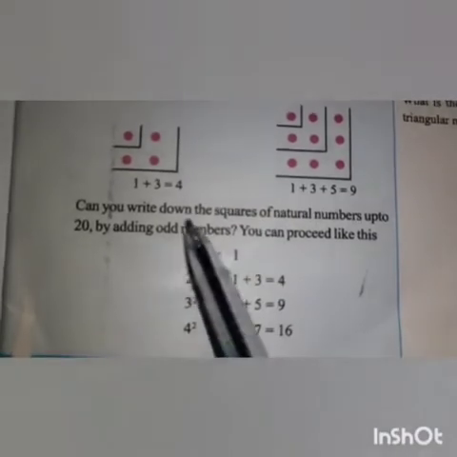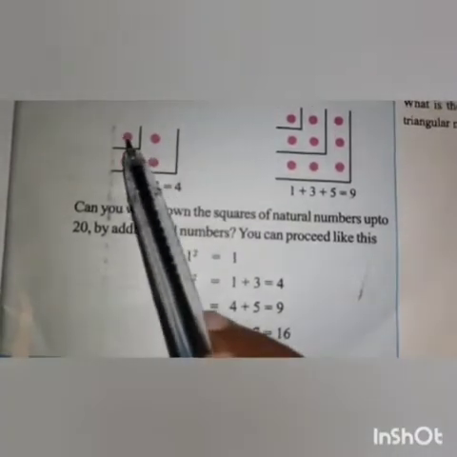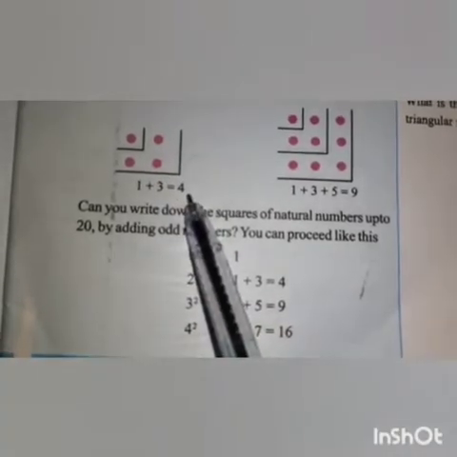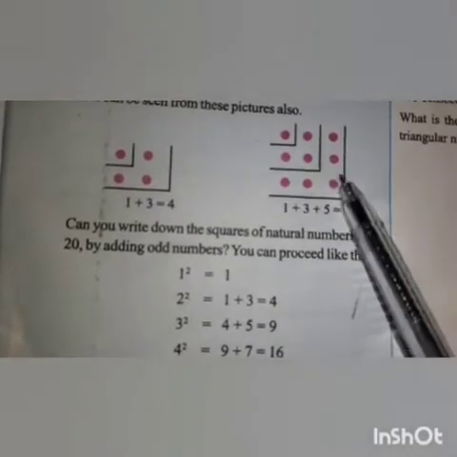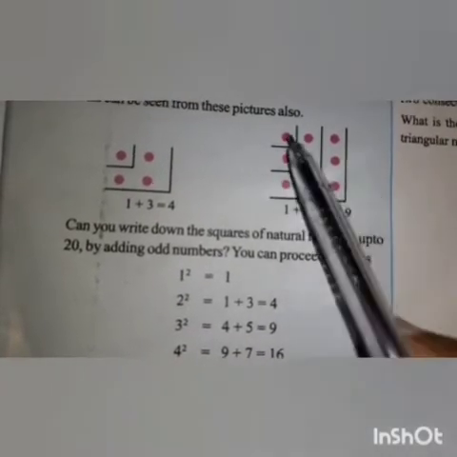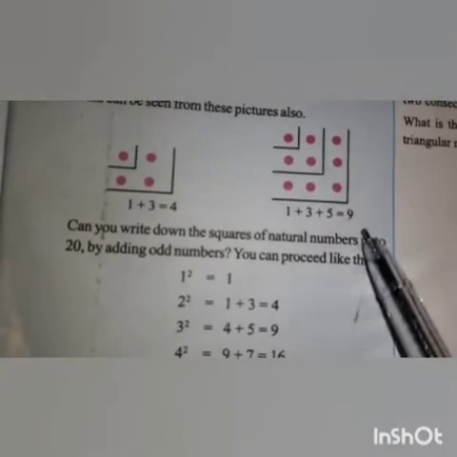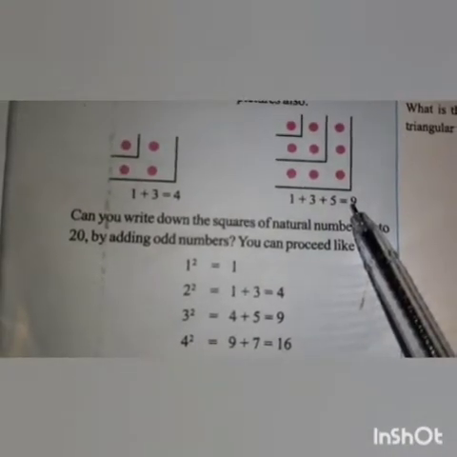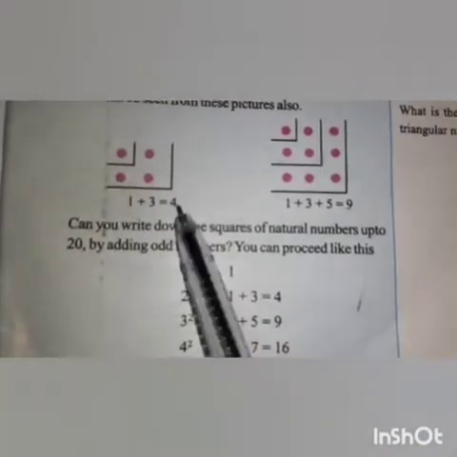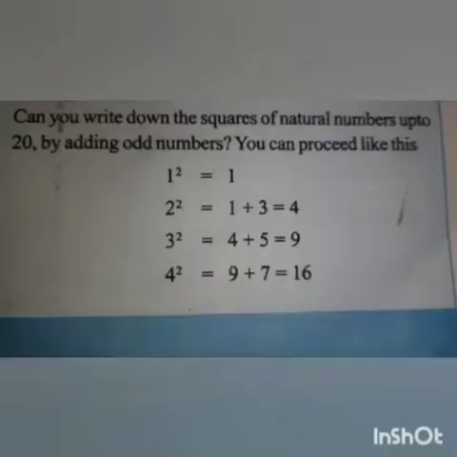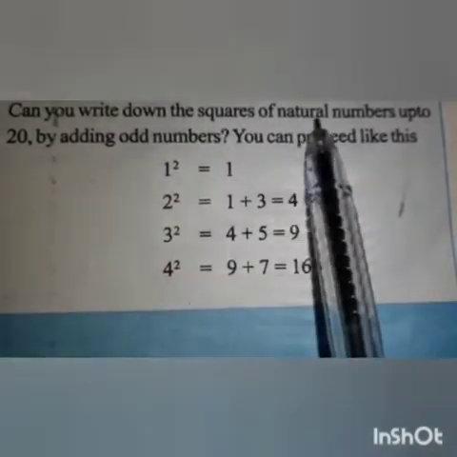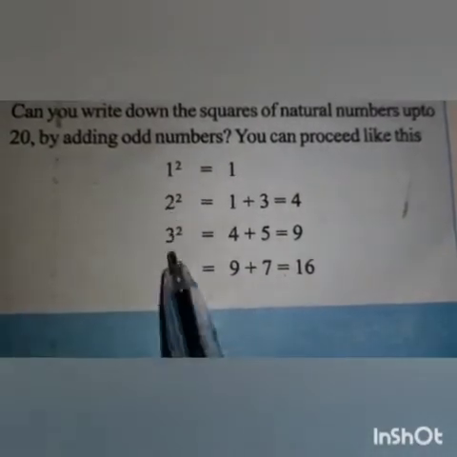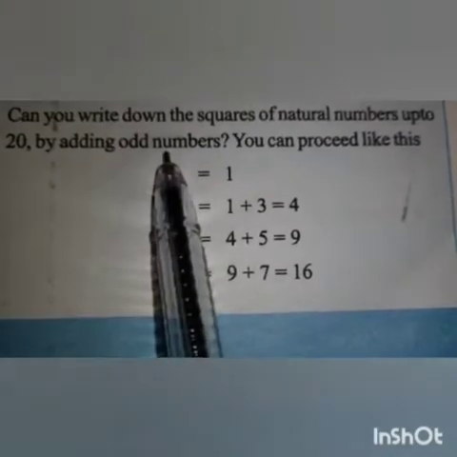It is represented in the pictures. See here, 1 plus 3, we are getting a perfect square of 4. Then 1 plus 3 plus 5, we are getting 9 dots. That is square of 3. Here it is square of 2. Now a small work. Write down the squares of natural numbers up to 20 like this by adding odd numbers.